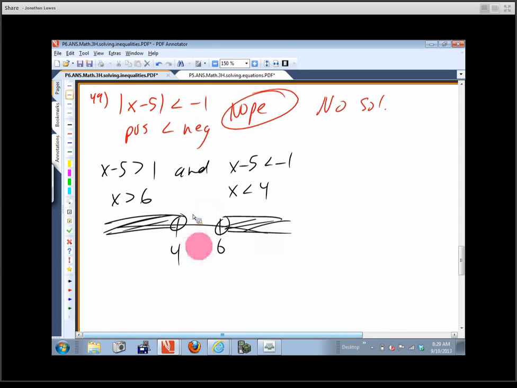Is there any overlap here? Are there any numbers that would be greater than 6 and at the same time less than 4? Nope. So you can see there's no solution here either. Okay? So even if you did it the old school way and didn't think your way through it like this, there'd still be no solution. Okay? Any questions?